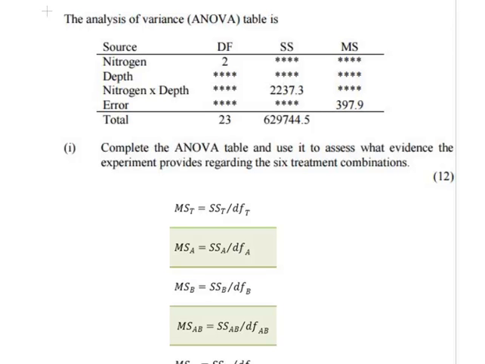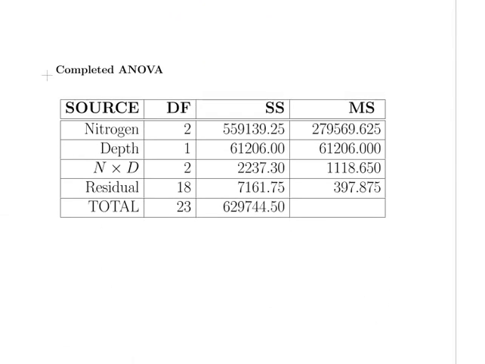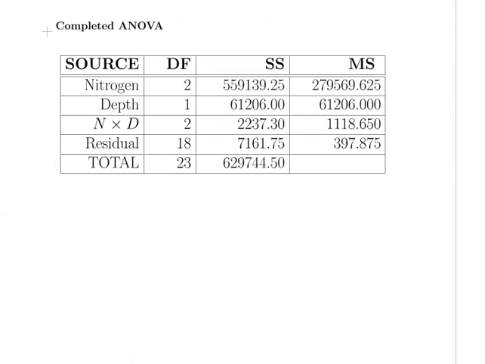But now we're going to look at this last part, using this for hypothesis testing. So let's go to our completed table: source, degrees of freedom, sums of squares, mean square. Now carry out a test on three things. We're going to carry out a test of the significance of nitrogen. Is there a significant main effect for nitrogen, for depth, and also for this interaction effect?